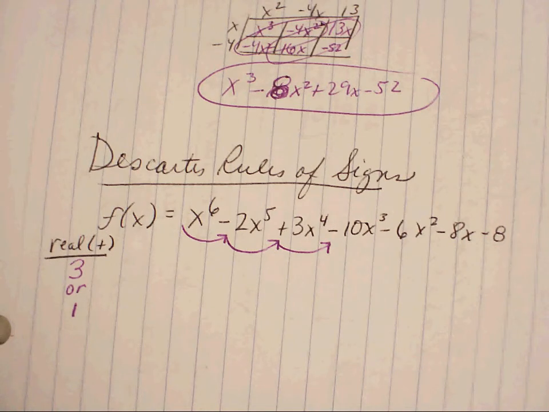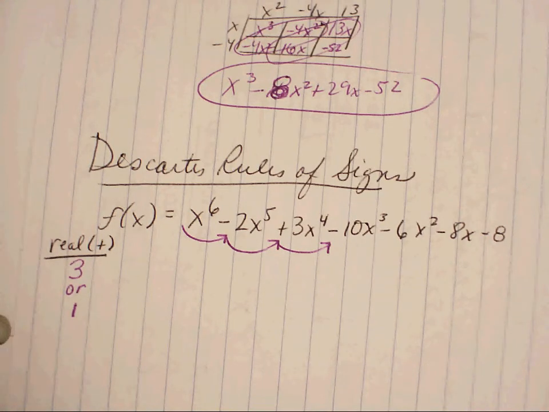You're looking for sign changes. Is this positive? Did it change to negative? That's one sign change. Is this negative going to positive? Another sign change. Is this positive going to negative? Another sign change. Does it change any more to the end? So you could have real positive solutions of 3 or 1.